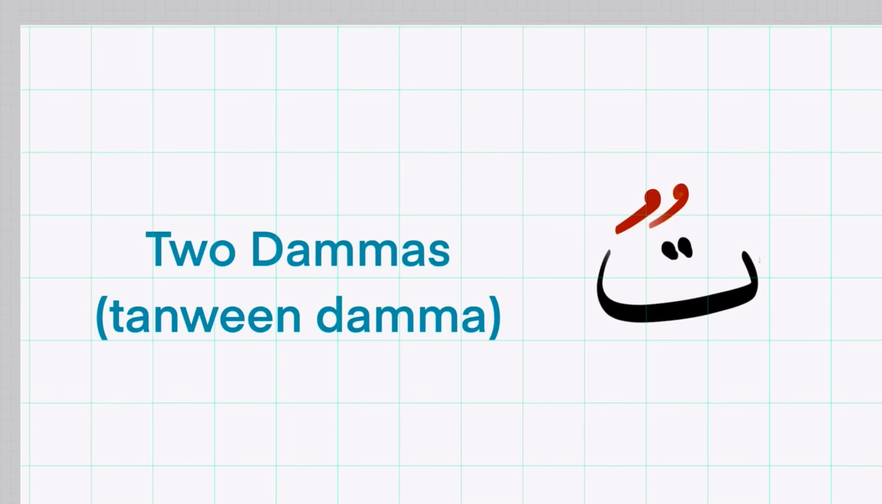The next tanween is the tanween dhamma or two dhammas. This is how it should look like when the letter ta is on its own. How would it be pronounced? Tun. Again, tun. The first short vowel dhamma remains as is. The second one is converted to an n, so it becomes tun. Let's practice.